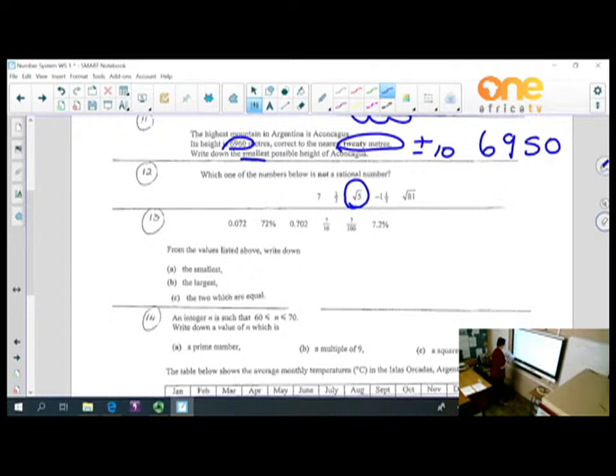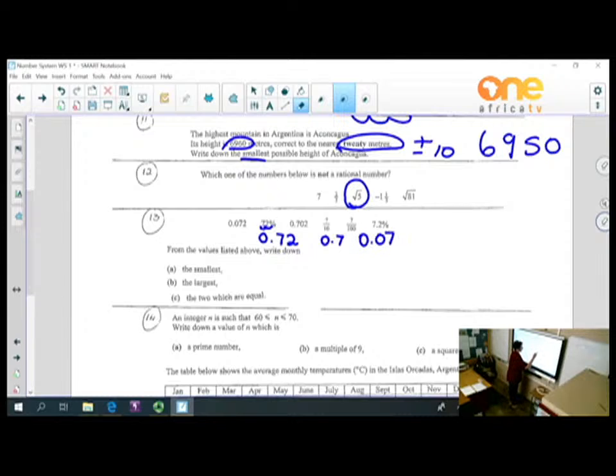Right, the next one is number 13. So we have a list of numbers again. From the values, write down the smallest one. I need to change them to decimals. So this one is 0.72. I divide by 100. We've got that one. This one is 0.7. This one is 0.07. And the last one is 0.072. Remember, if you see that sign, you divide with 100.